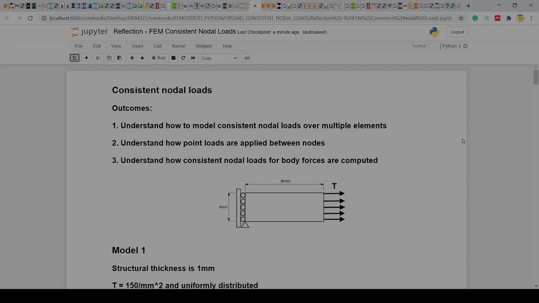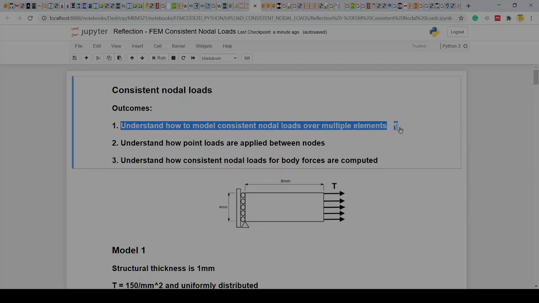Alright, so I'm going to start off this week just by reflecting a little bit on what we've learned so far in terms of consistent nodal loads, as well as extending a little bit on the ideas that we've had, just to round off our understanding of consistent nodal loads for two-dimensional elements. I want to make sure we completely understand how consistent nodal loads work over multiple elements, because I've had some questions via email on that, so I just want to have a quick discussion on that.